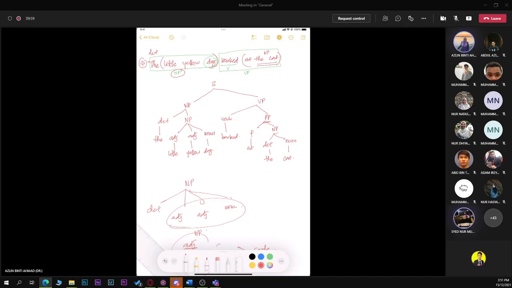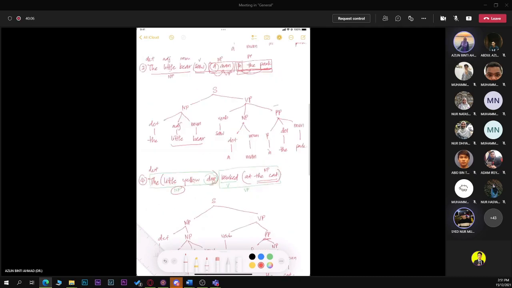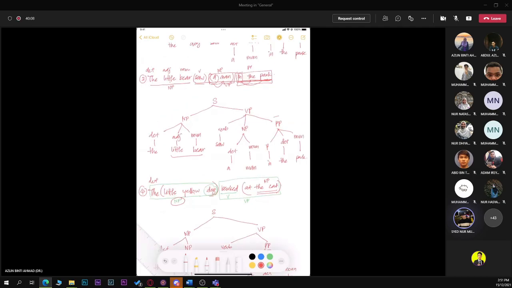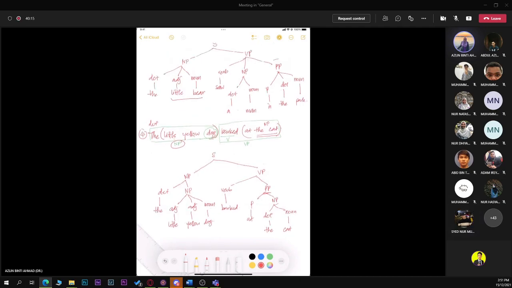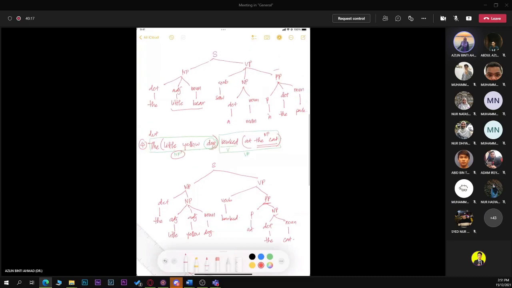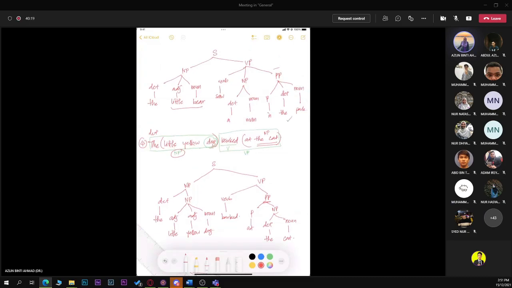Okay, boleh. Okay. Okay nak tengok yang nombor tiga je. Boleh. Kalau yang tu dia in the park. Boleh. Nak buat macam tu pun boleh. Nak buat macam ni pun boleh. Kita tengok yang mana satu. So dia ada dua cara lah. Dalam exam, kalau you buat yang atas pun saya terima.